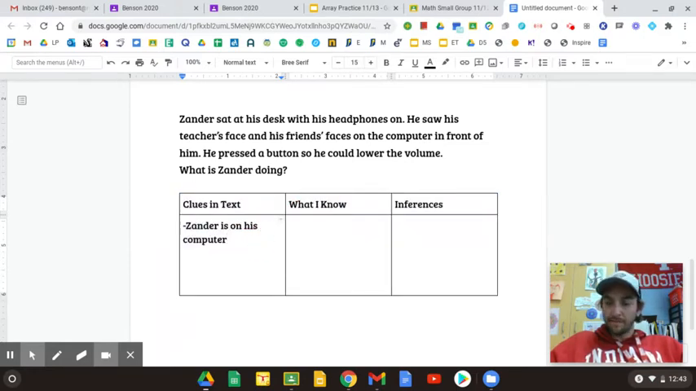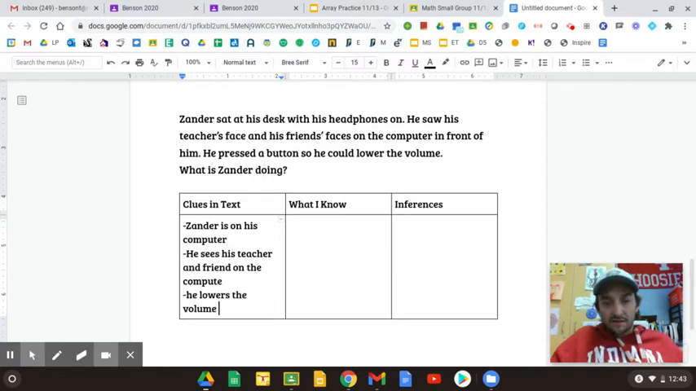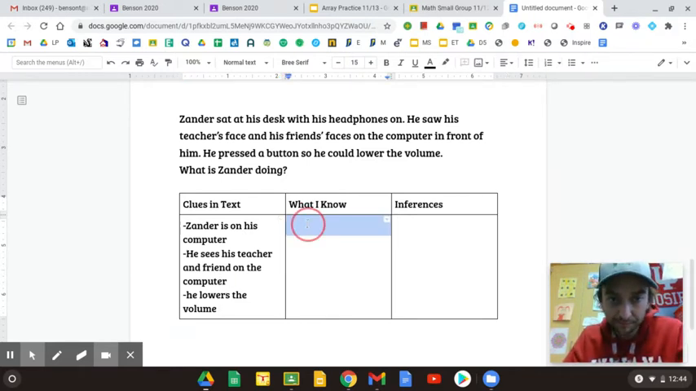Make it a little bigger for us. The second thing I know is he sees his teacher and friend on the computer. And then lastly, he lowers the volume. Okay, so he's lowering the volume of their voice there. So this is the evidence from the article. I pulled that evidence out of that story. I know he's on his computer. I know he sees his teacher and his friends on his computer. And I also know that he lowers his Chromebook, lowers his sound.